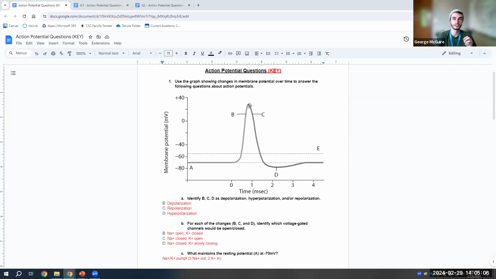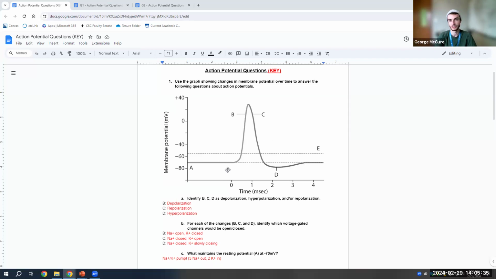C, as that charge is going back, dipping back down into the negatives, that is repolarization, right? Going back to having that large difference in charge. And then this portion D, where we've gone beyond the resting membrane potential, dipping even farther into -80. Hyper means above or more than, and so we're going beyond the original charge. So this is hyperpolarization.